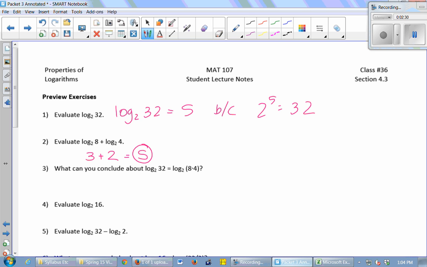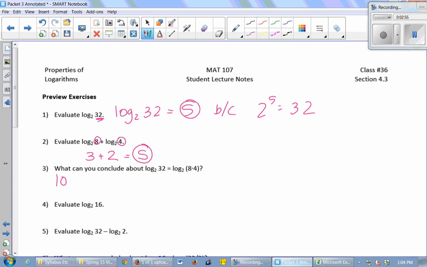So the answer to number 1 and the answer to number 2 were both 5, right? Log base 2 of 32 was 5, and log base 2 of 8 plus log base 2 of 4 is also 5. What can you conclude here? How are 8 and 4 related to the number 32? If you multiply 8 times 4, you get 32.